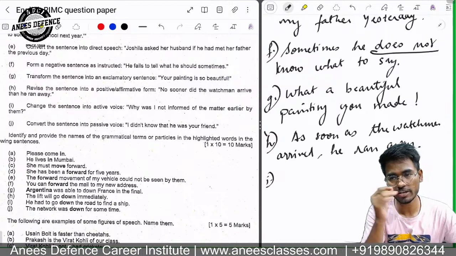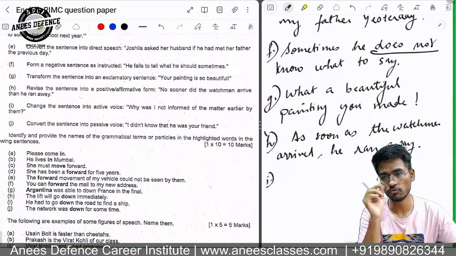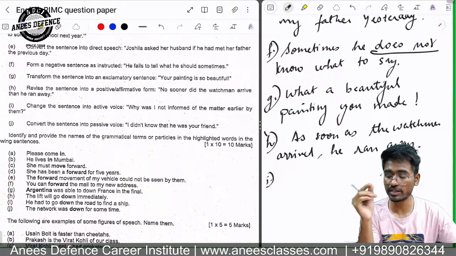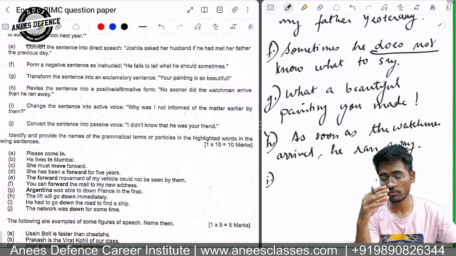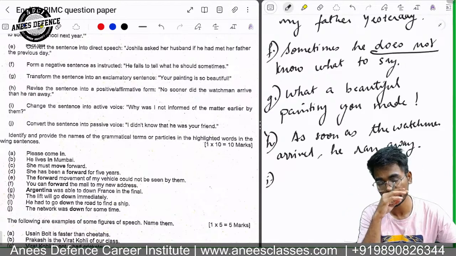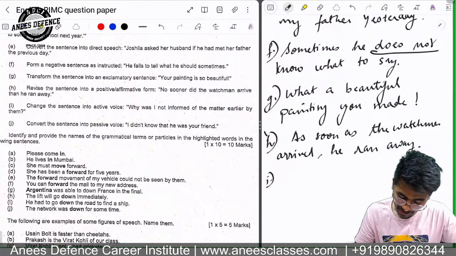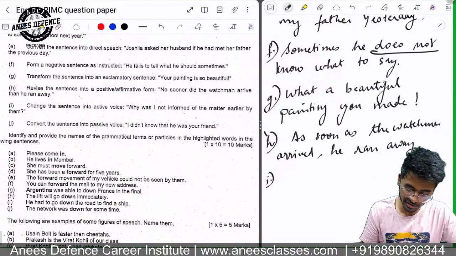In the active voice, we write a sentence normally. That is the subject, the verb, and the object. But in the passive voice, what do we write? We write the object first, then the verb, and after that we write the subject. Okay. So we need to convert this sentence into active voice first. So this is given in the passive voice.